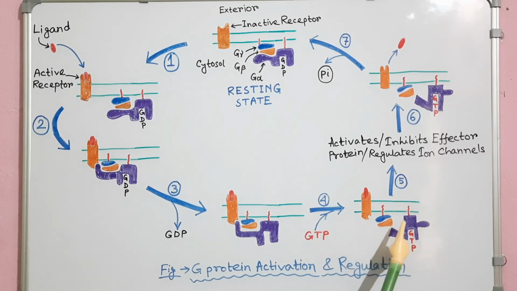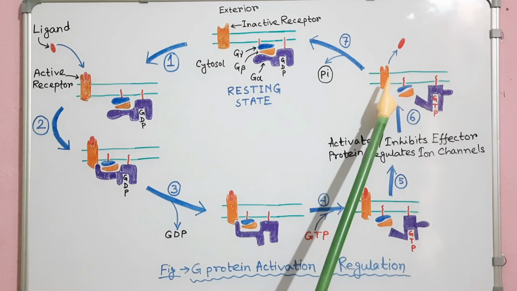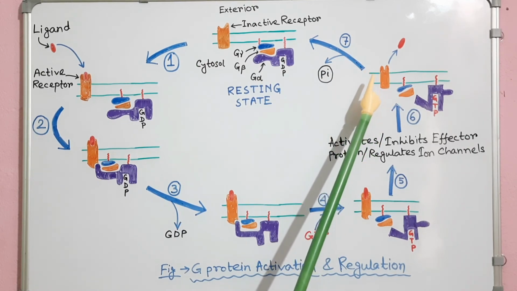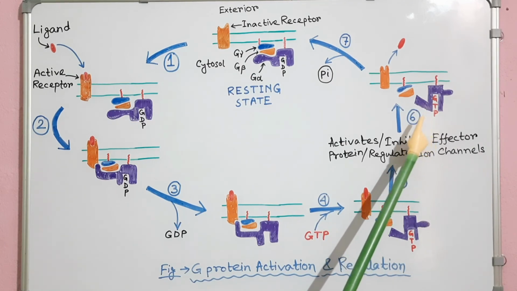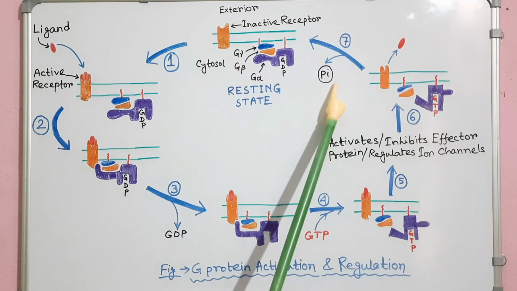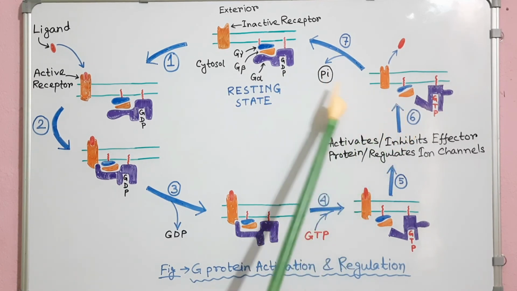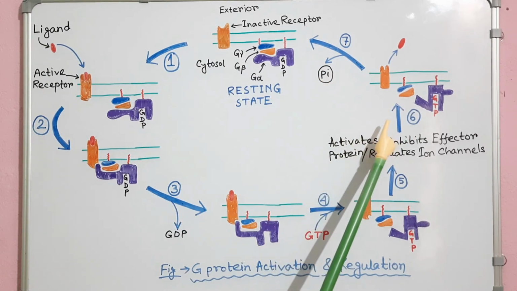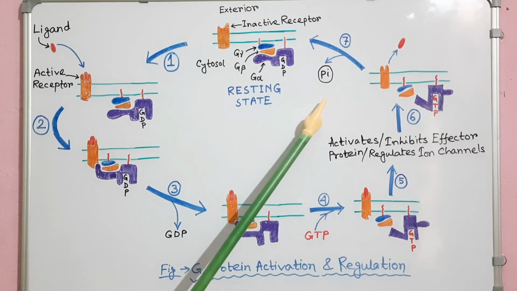In some cases, the activated G protein directly regulates ion channels. Then, the ligand dissociates from the receptor. The active G alpha GTP state is short-lived because the bound GTP is hydrolyzed to GDP in minutes. This hydrolysis is catalyzed by the intrinsic GTPase activity of the alpha subunit.